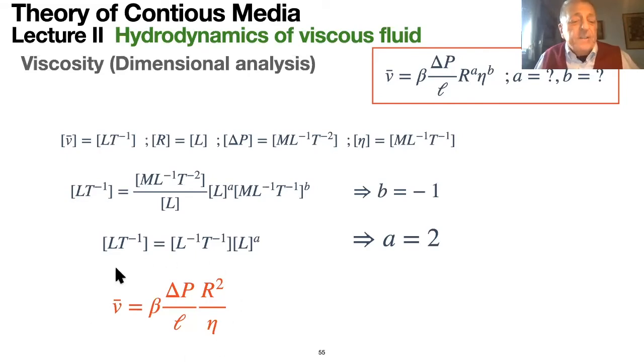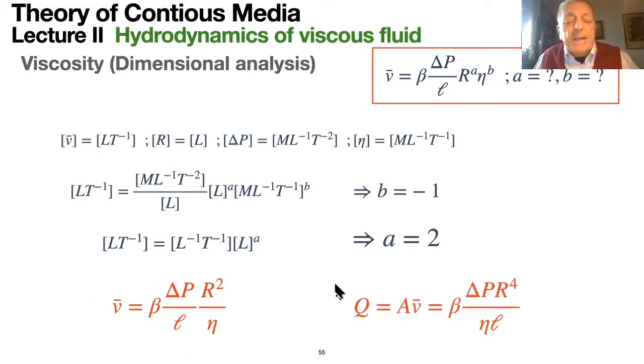By having this mean velocity, I can calculate the flow of the liquid through the pipe. Namely, how much of the liquid goes through the pipe.